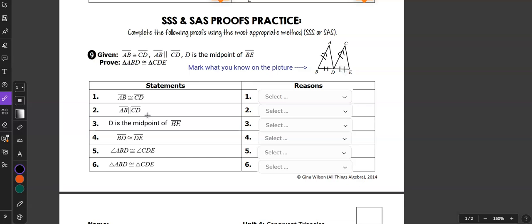Okay, so now we're going to look at this. We're going to mark what we know. Since CD and AB are parallel, that means angle ABD and CDE are also congruent because of the corresponding angles. They're both on the same side of their parallel line and the transversal. So I'm going to highlight that real quick so you can see it.